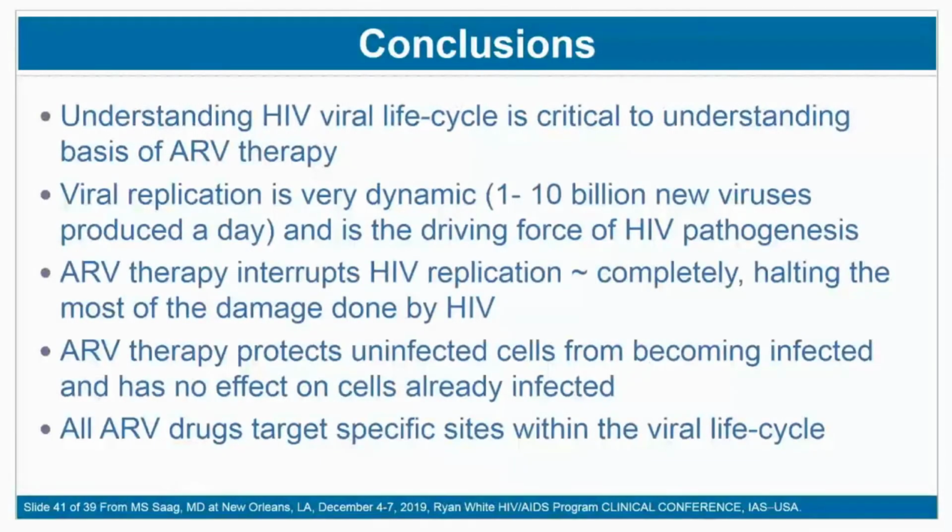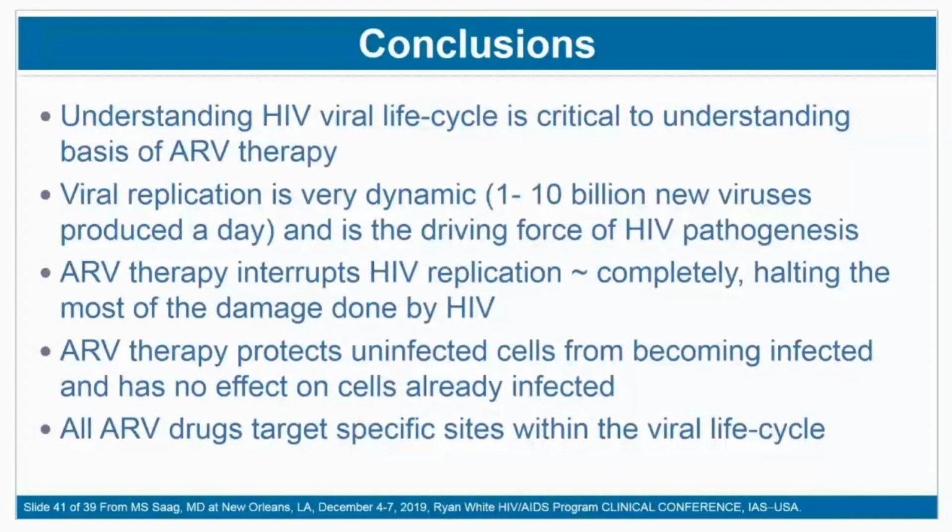So let's conclude. Understanding the viral life cycle is critical to understanding the basis of antiretroviral therapy. Viral replication is dynamic. 1 to 10 billion viruses produced a day, and is the driving force of viral pathogenesis. The virus is evil. You stop the replication, all kinds of good things happen. The patient can live a normal lifespan. The patient can live a healthy existence for the most part. And, oh, by the way, the virus isn't transmitted to their sexual partner. That's pretty cool, right?